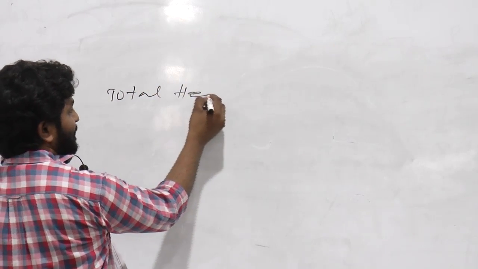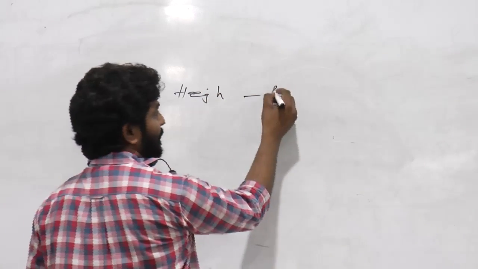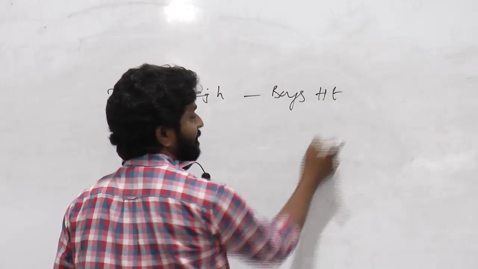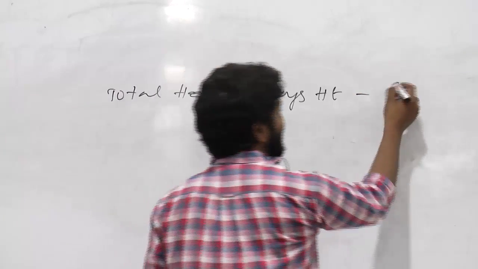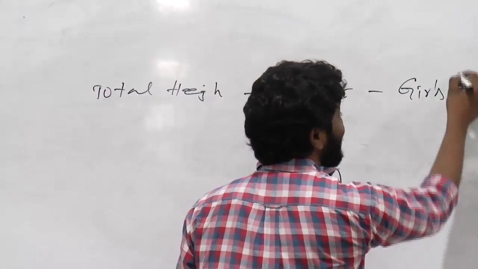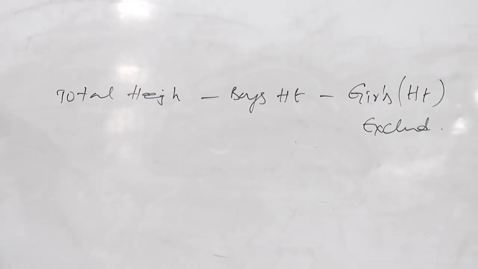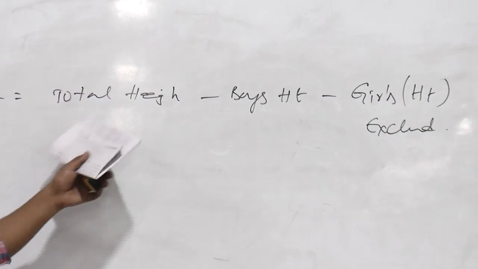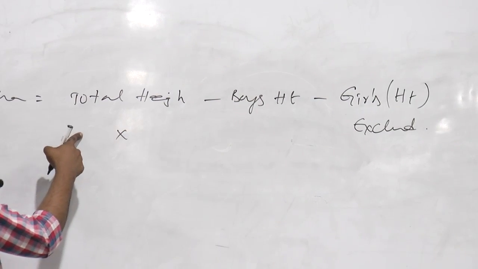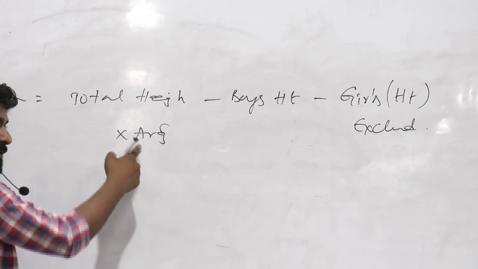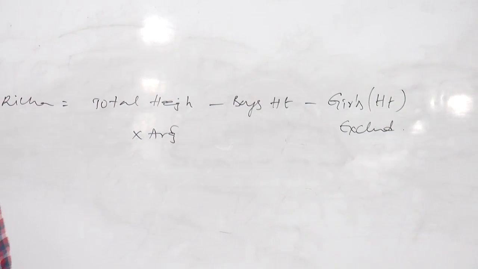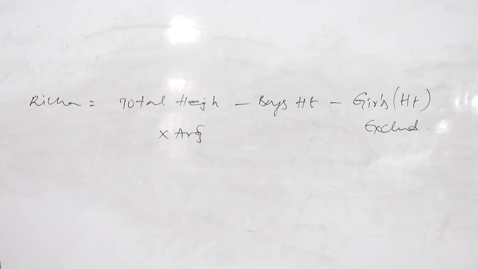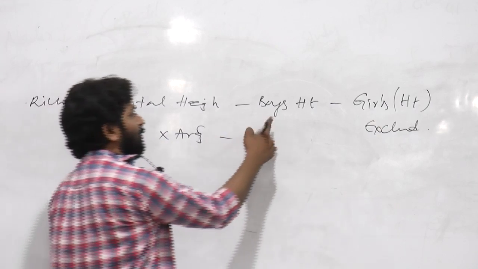Total height minus boys' total height minus the girls' height excluding Richa will give you Richa's height. How will you get total height? You need to know the number of total students times their average. So the average height of all students is required; hence the second information is compulsory. And you also need to know the boys' total height. How will you get it? Number of boys times their average.